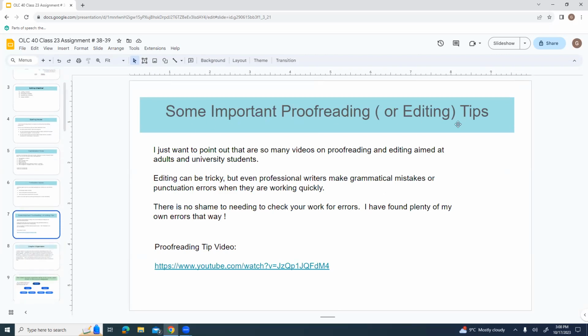Some important proofreading or editing tips. I get the impression some people aren't happy about editing, and I don't know if it's just because they're not sure what to do or if they're feeling like it's something only younger people have to do, but everybody needs to work on proofreading and editing. That includes me, that includes professional writers. That's why people who write novels have people called copy editors who literally go through and read every single word they write.